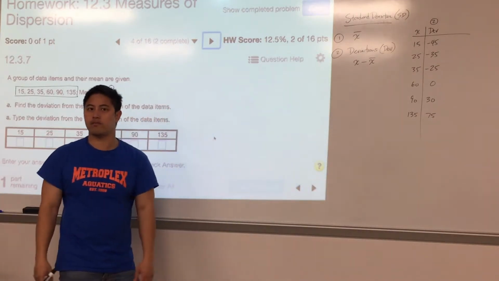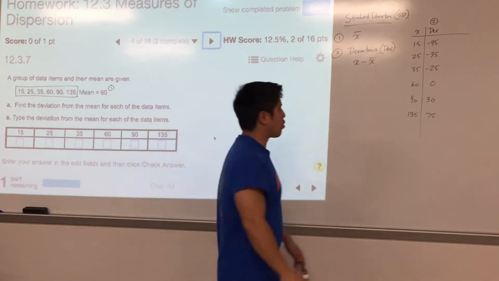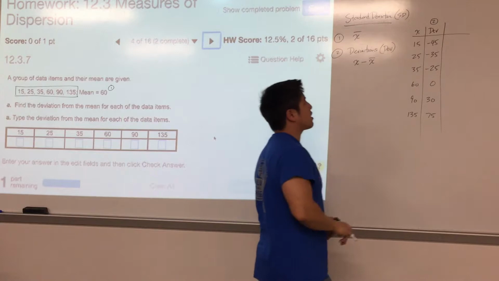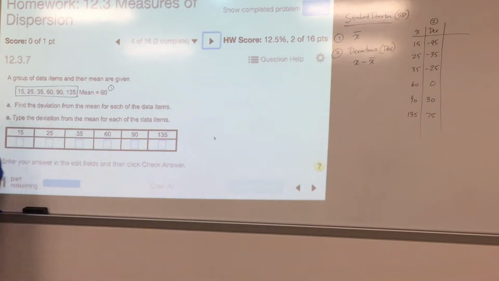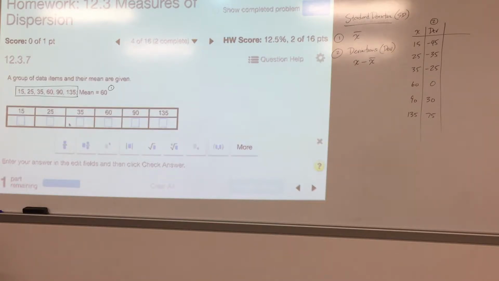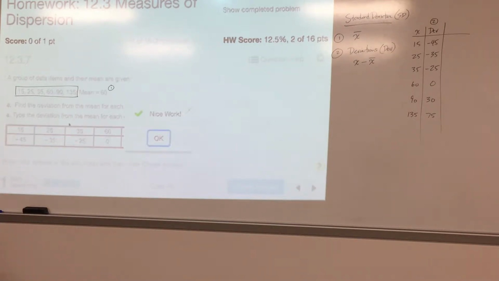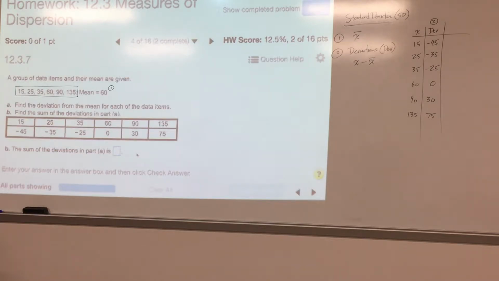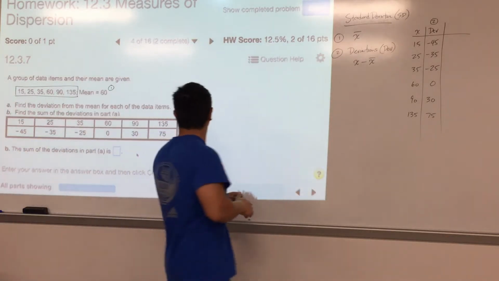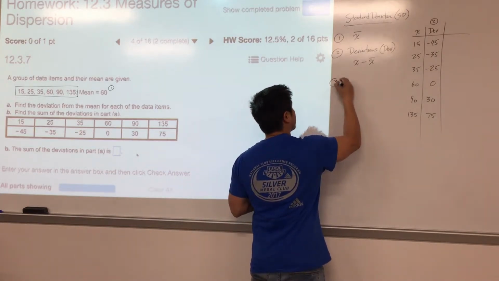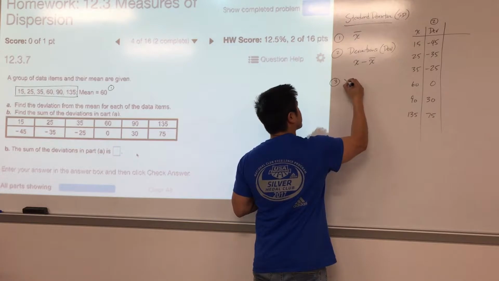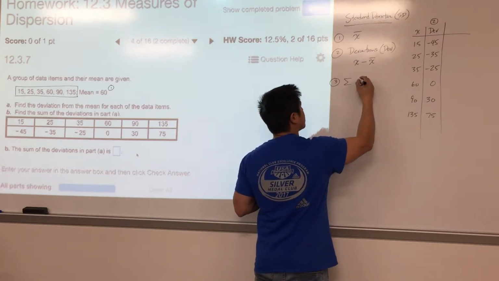Does that make sense, everybody? Okay, so just double check my work, of course, because I can easily make a mistake, but that is what you would do. So I'm going to just type these in just so you guys can see that we did a good job. So we have what? Negative 45, right? Negative 35, negative 25, 0, 30, and 75. Make sense? Okay, so there it is. Now, the next step in figuring out standard deviation, step 3, is to find the sum of your deviations.